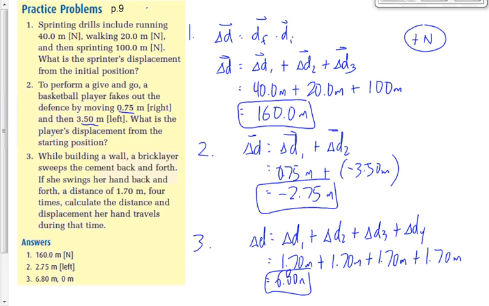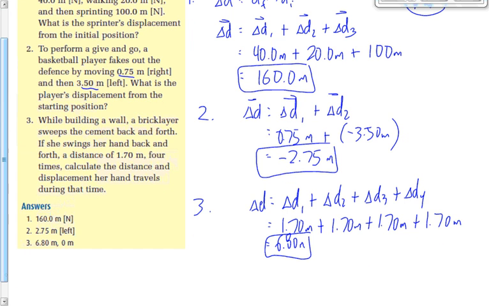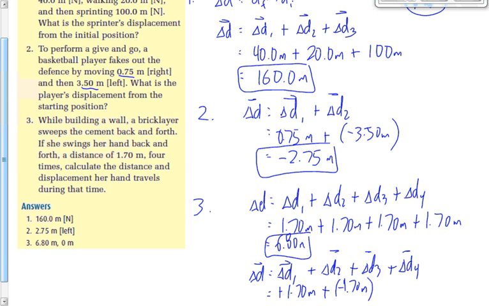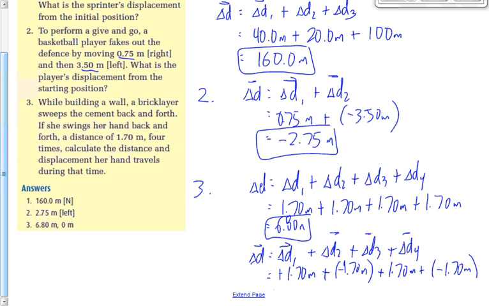Didn't matter whether it was to the right or to the left, because we were finding distance in that first question there. Now, in the second part of it, we're asked for displacement. Displacement is displacement 1 with the arrow over it, plus displacement 2, plus displacement 3, plus displacement 4. What's displacement 1? What's its value? Yep. Plus 1.70 meters. What's displacement 2? Minus 1.7 meters. Plus positive 1.7 meters plus negative 1.7 meters, right? Back and forth. Direction matters now because we're looking at displacement, whereas before when we were finding distance, the direction didn't matter. We add those together, we get 0 meters.